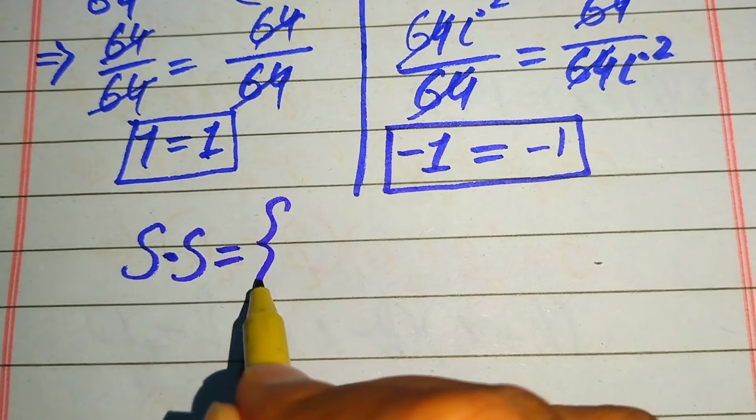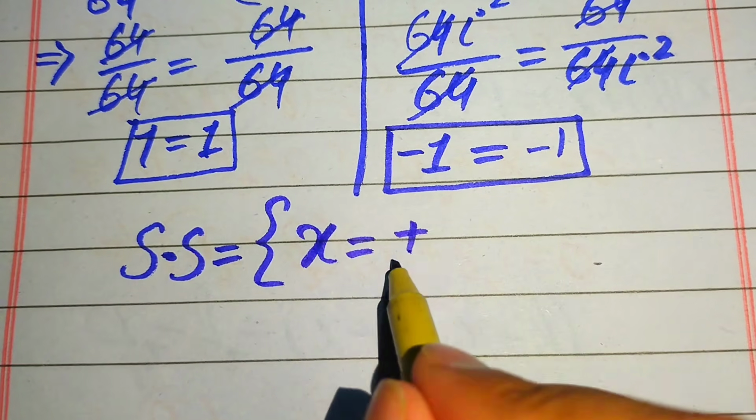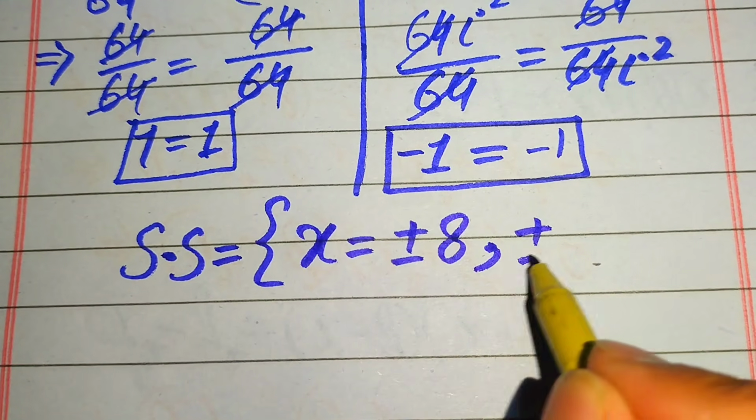And finally we have the solution set of the given question: x equals plus minus 8 and plus minus 8i. This is our final answer.